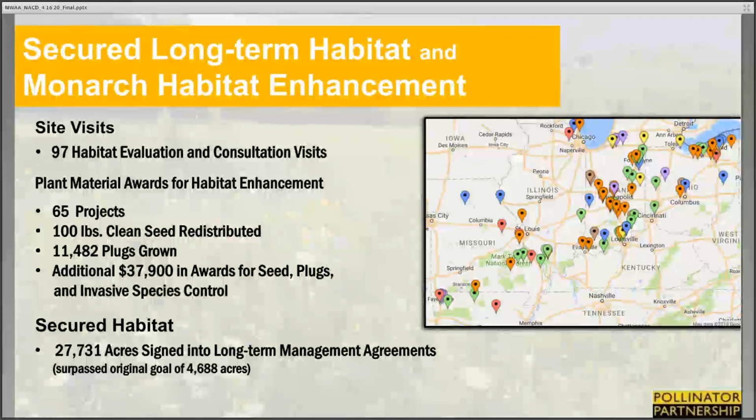We awarded plant materials, so from the seed that was collected by our volunteers and then cleaned by a nursery partner, we then distributed the plant material out to 65 projects. So that 100 pounds of seed, we actually grew out a portion of it into about 11,500 plugs. And we also were able to distribute some financial awards for other management control, like invasive species control. So we really were able to impact many projects throughout this ecoregion.